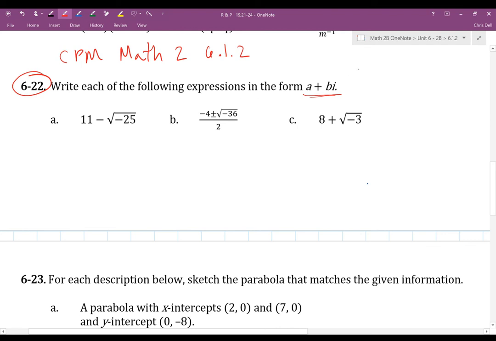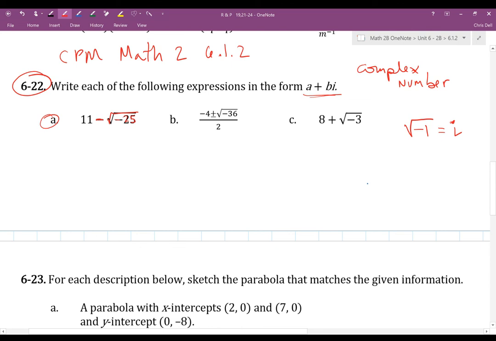So that's a complex number, right? Complex number form is a plus bi. So what do we do? Right now I've got 11 minus, I'll look at A first, 11 minus the square root of negative 225. Well, what do we know? We know that the square root of a negative number, in this case the square root of negative 1, always produces an i, an imaginary number.